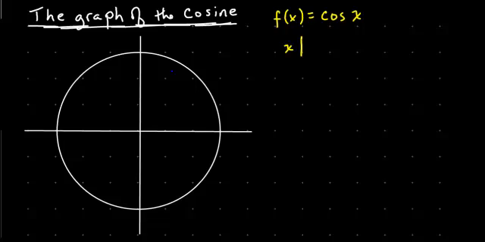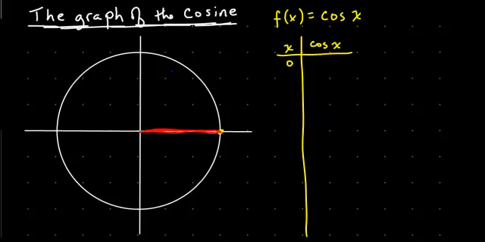x and cosine of x. So when x is 0, we're there. And the horizontal distance is that distance. The horizontal distance, or let's just say the distance from the y-axis. And so cosine of x equals 1. Cosine of 0 equals 1.